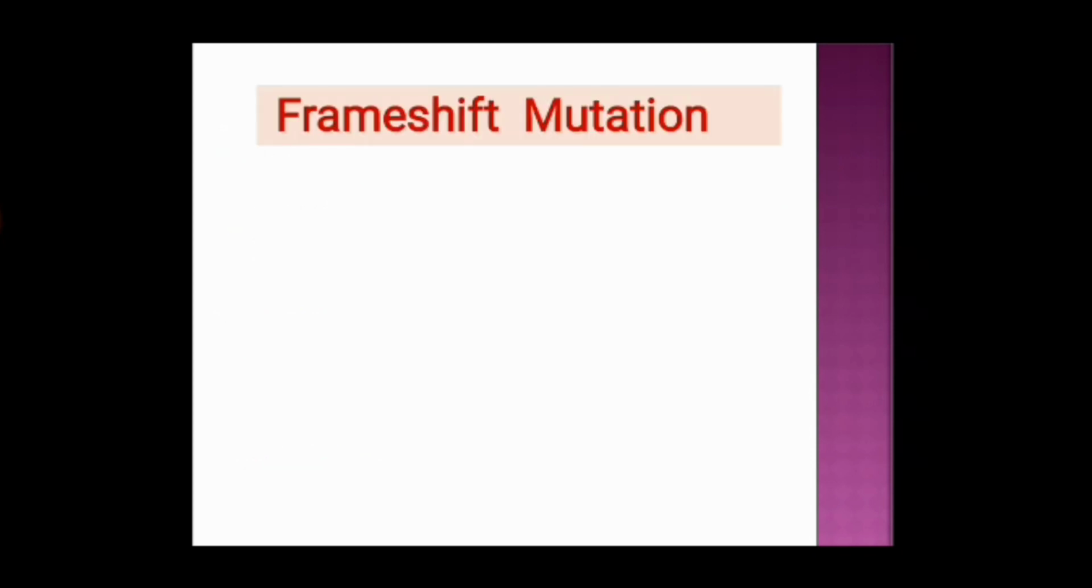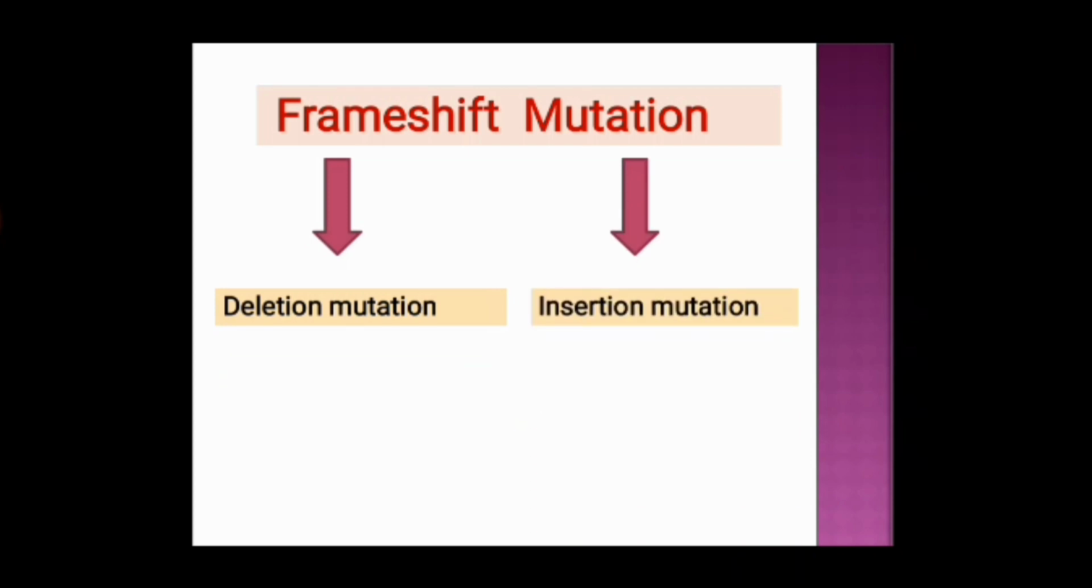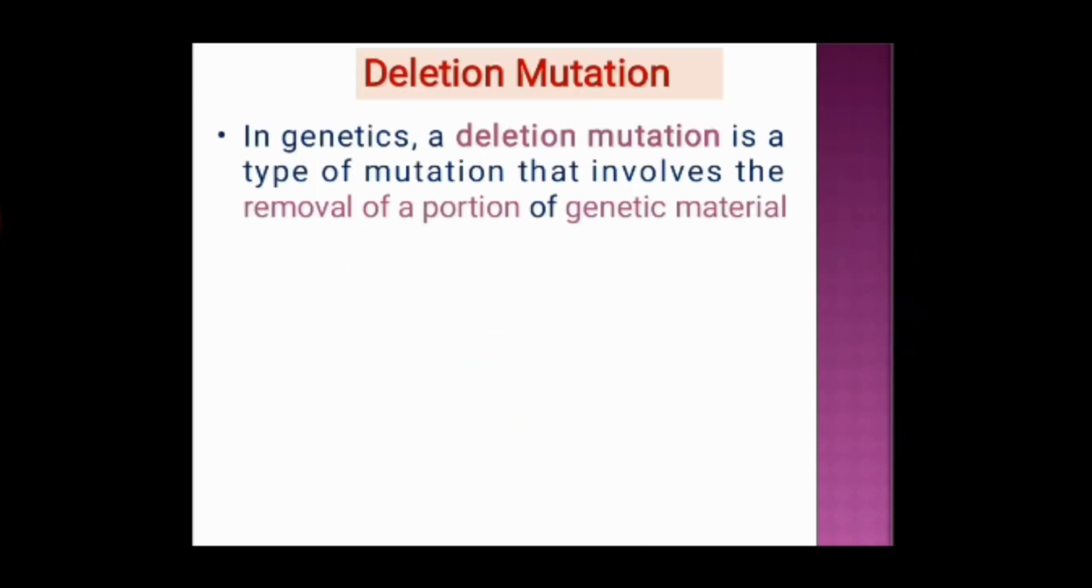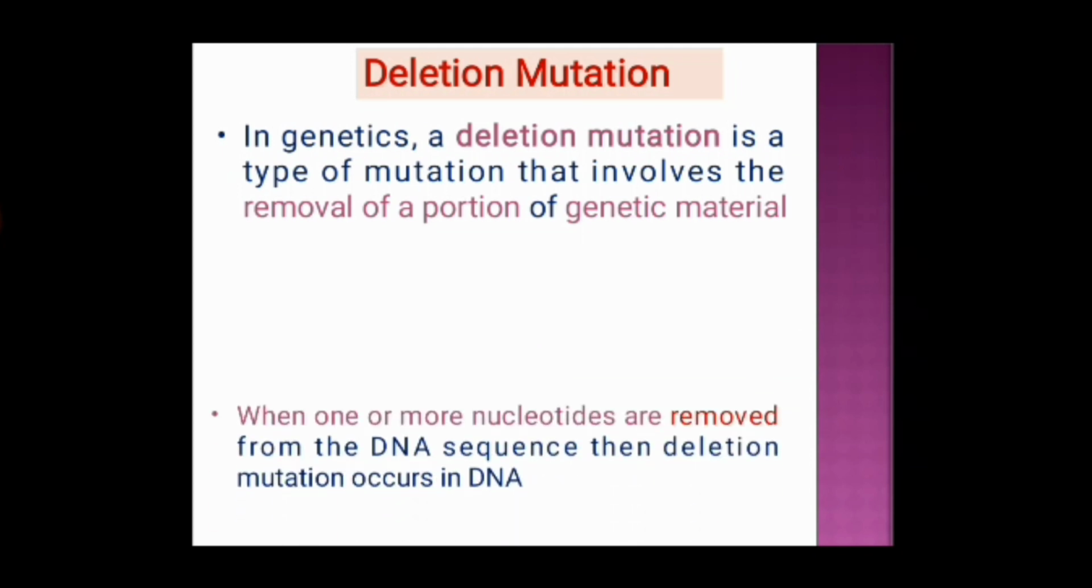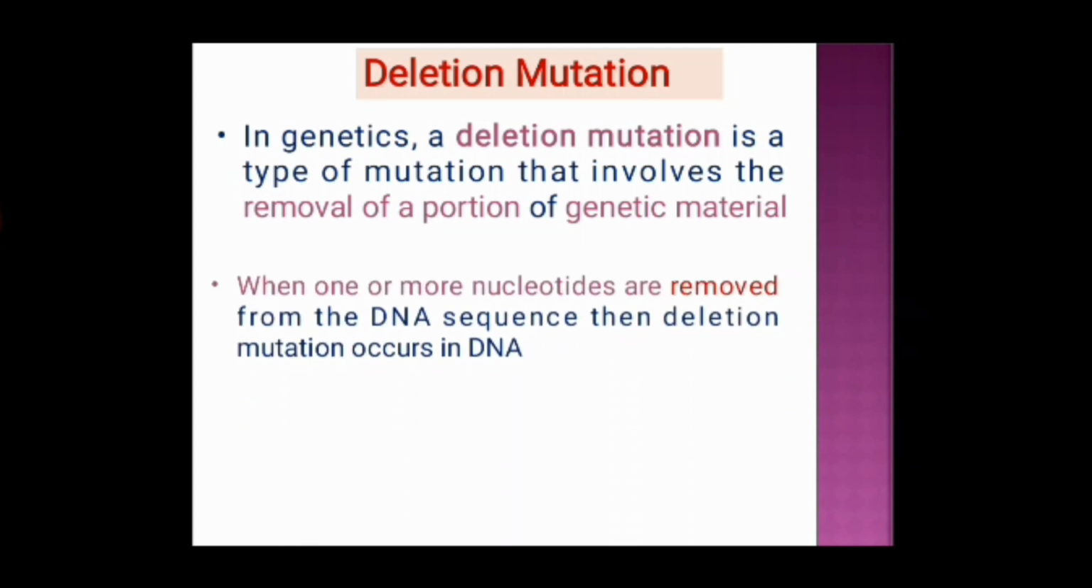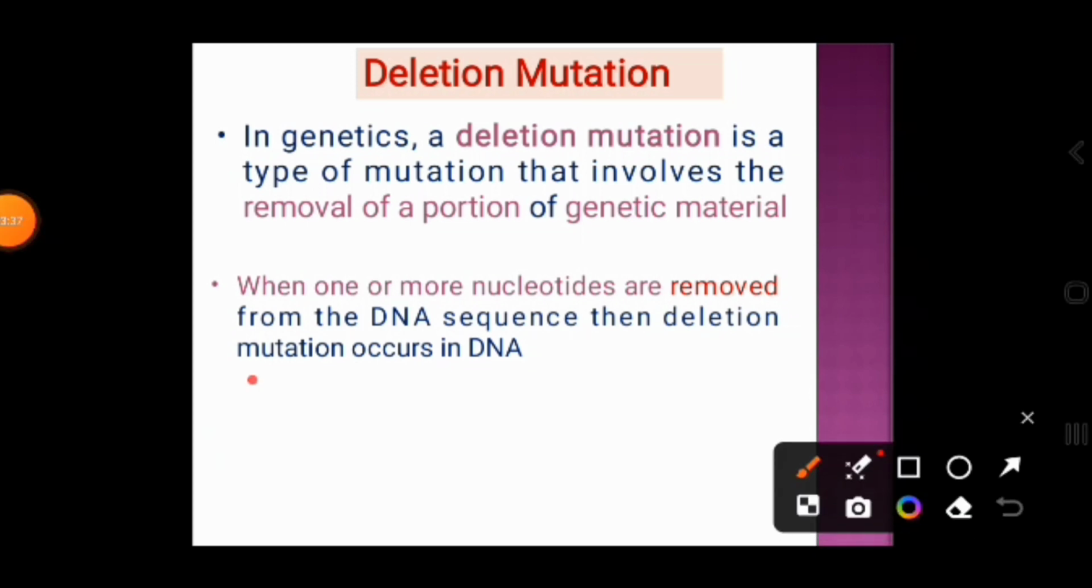Now, let's discuss the types of frameshift mutation. One is the deletion mutation and the second one is the insertion mutation. So, first of all, let's discuss the deletion mutation. In genetics, a deletion mutation is a type of mutation that involves removal of a portion of genetic material. When one or more nucleotides are removed or deleted from the DNA sequence, then a deletion mutation occurs.